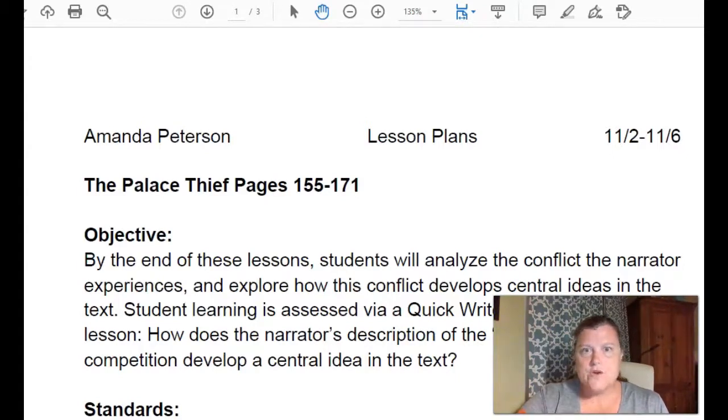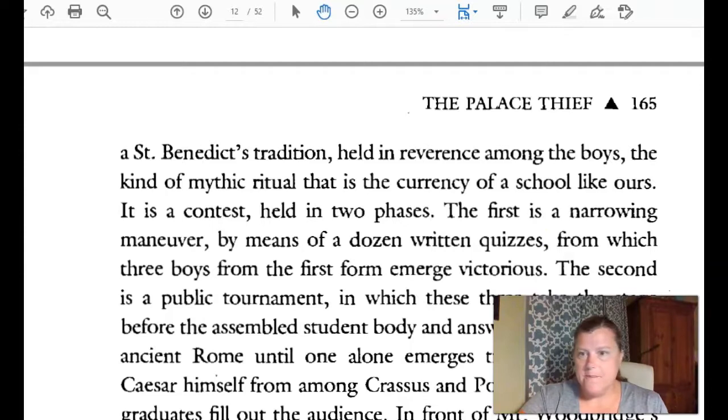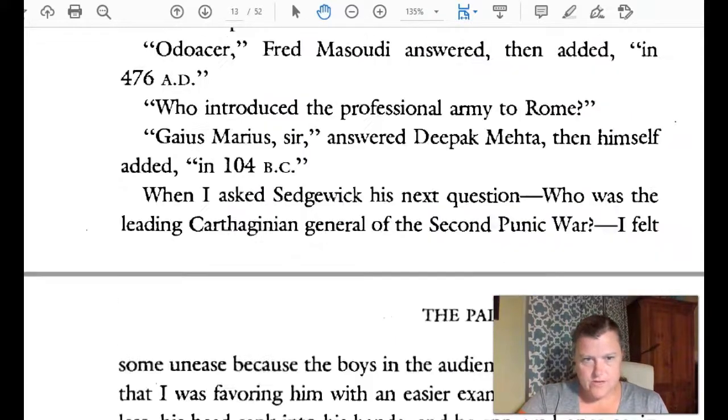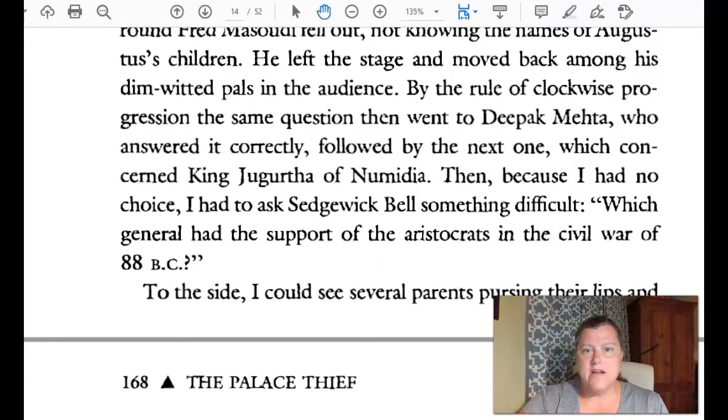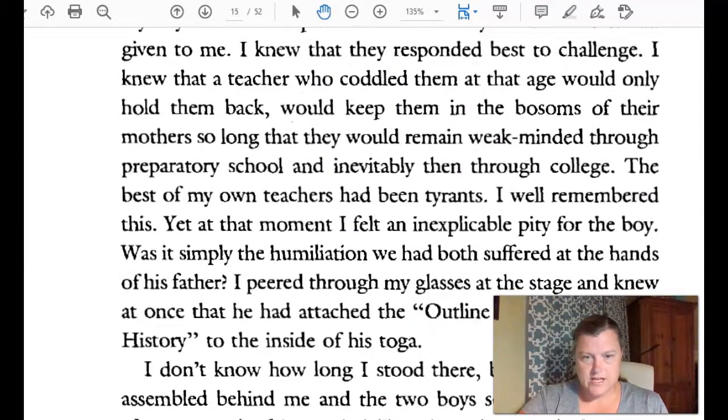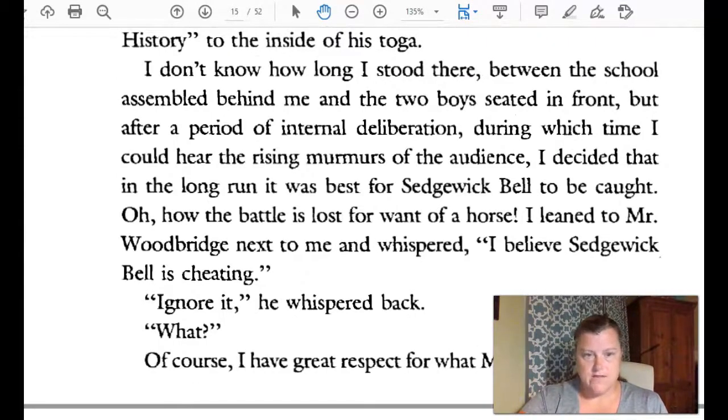So you know from your reading yesterday, I'm going to pull it up here, that this contest was a very important contest at the school, so important that the parents all show up, including Senator Hundert and his wife. And we find out that Cedric is cheating through the whole thing. And the big issue comes into play when Mr. Hundert decides that it's best for Cedric to be caught. So he makes the moral choice of exposing Cedric.